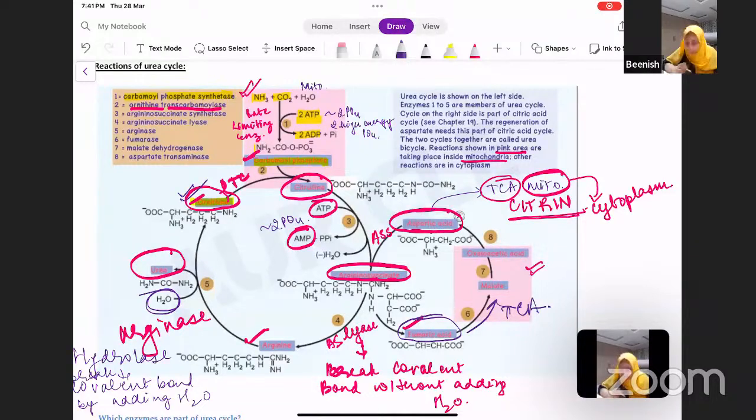Now, the arginine is acted upon by the enzyme arginase, which is a hydrolase, which acts by adding water and breaking a covalent bond. So what is split? It is split into urea and ornithine. So your urea is excreted and your ornithine is again transported back into the mitochondria to combine with another carbamoyl phosphate. Okay, so that was about the reactions of the urea cycle.